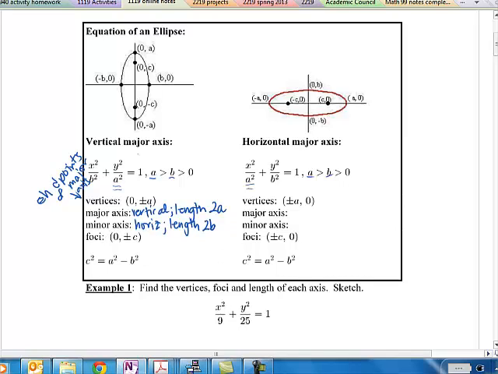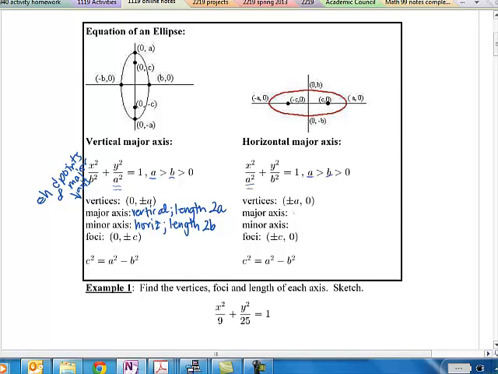The foci are the points that are part of the geometric property, and they're located at 0, plus or minus c, where the relationship between a and b and c is that c squared is a squared minus b squared. That's the same relationship between a, b, and c, no matter which orientation the axis has.